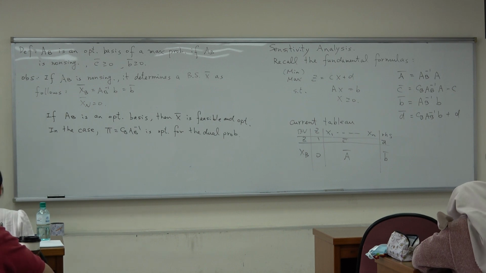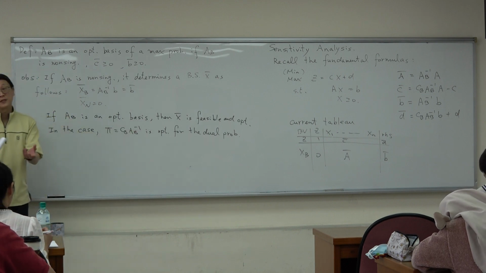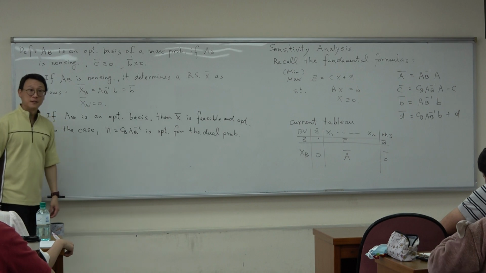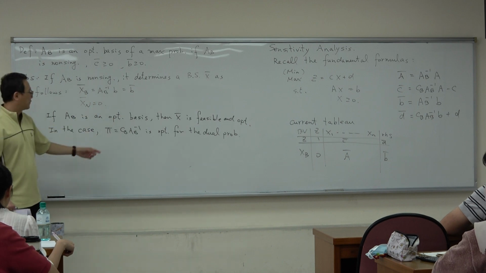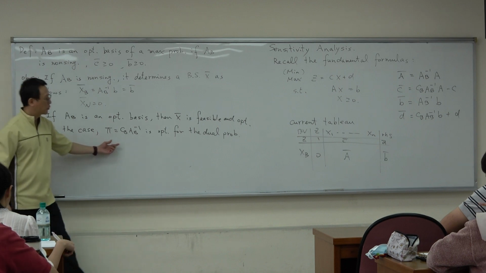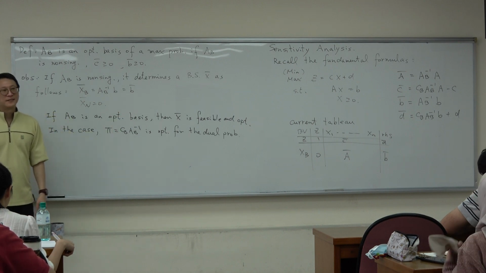Okay. So furthermore, if I find that AB actually is the optimum basis, it means that XB actually is the optimum solution. Okay. And being feasible and optimal actually is the definition of an optimum solution. If I find an optimal solution, this solution should be feasible, and optimal. In this case, I can utilize the AB inverse to find pi. And the pi is the solution for the dual problem. So this is actually the result from the derivation.